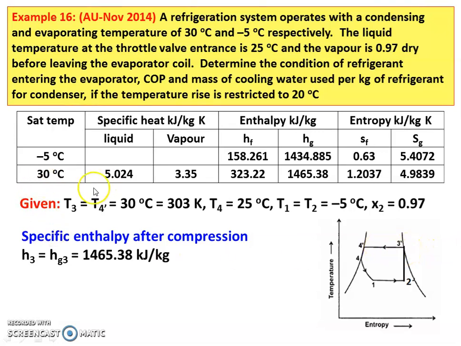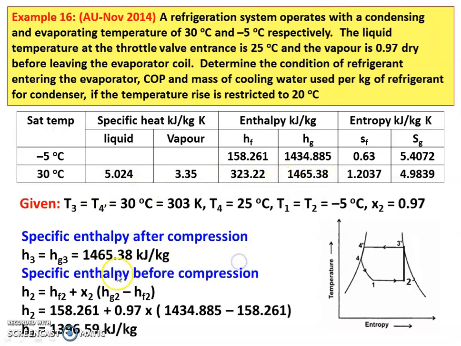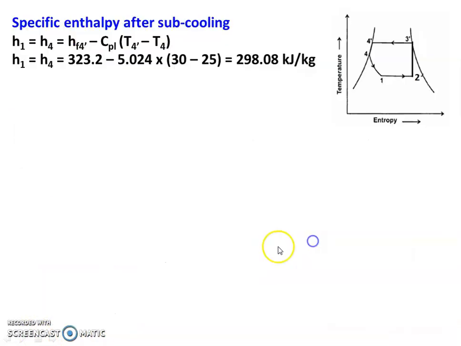At 30 degrees Celsius, the Hg value is 1465.38 kilojoules per kilogram. The specific enthalpy before compression, H2, is wet vapor, so H2 equal to Hf2 plus X2 into Hg2 minus Hf2. Substituting the numerical values, 158.261 plus 0.97 into 1434.885 minus 158.261, calculating, H2 equal to 1396.59 kilojoules per kilogram.